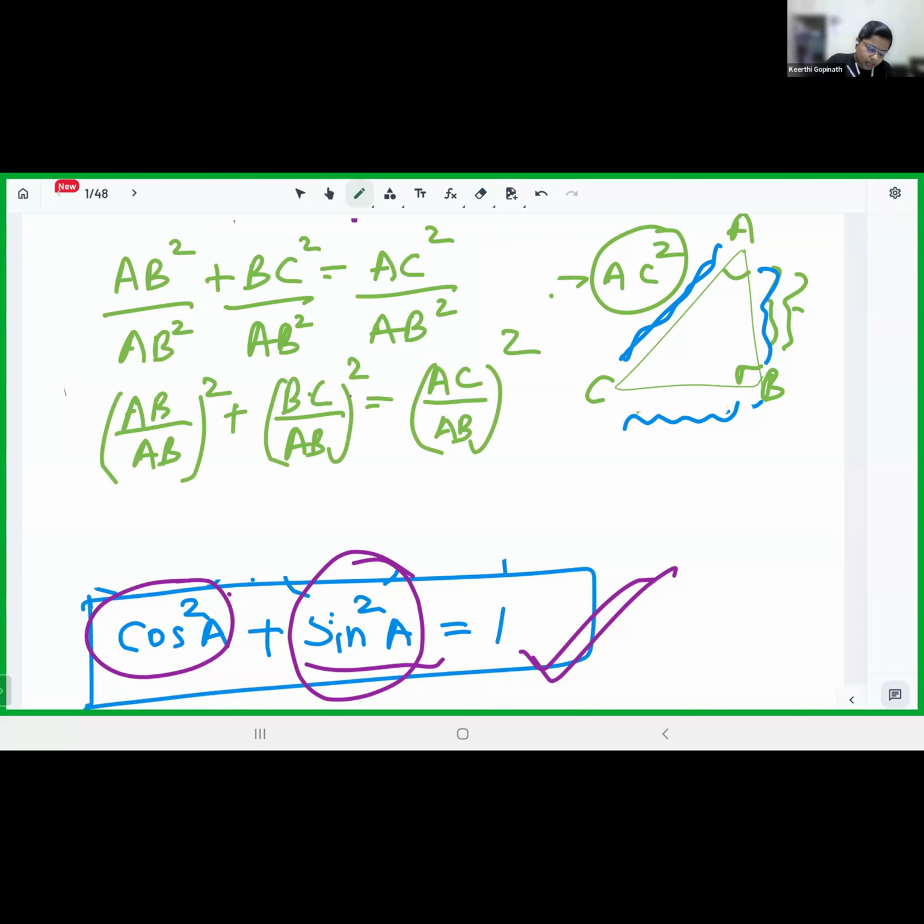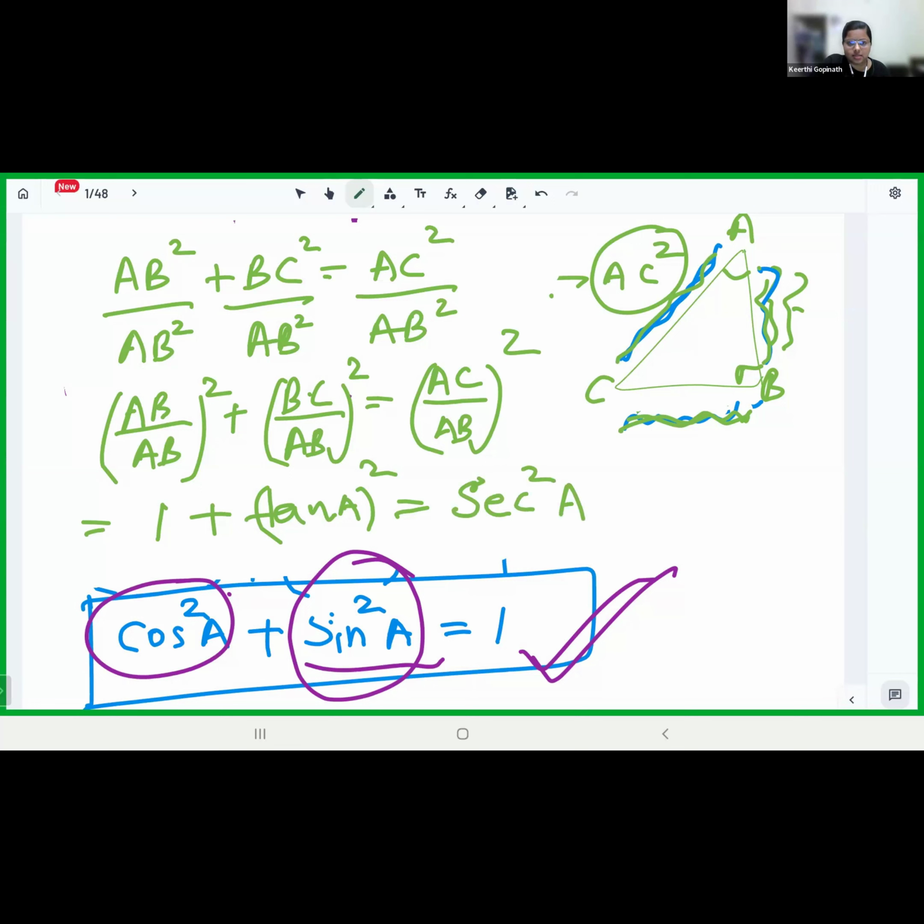AB by AB means 1, plus BC by AB. BC is the opposite side with respect to angle A, and AB is the adjacent side. So opposite by adjacent is tan A, right? Tan square A is equal to AC by AB the whole square. What is AC by AB? AC is the hypotenuse, and AB is its adjacent side. So this is equal to sec square A.